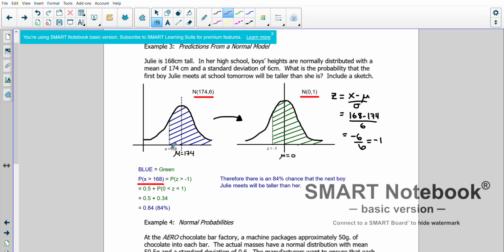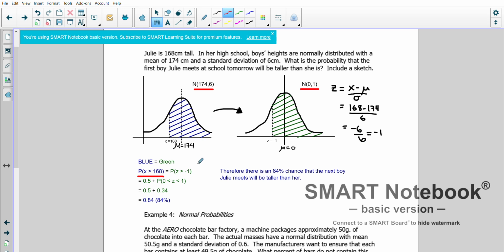So Julie is 168 centimeters tall. How many standard deviations is that? So 168, I subtract the mean. She's minus 6 away from the mean. And each standard deviation is 6, so she's exactly -1 standard deviations away.